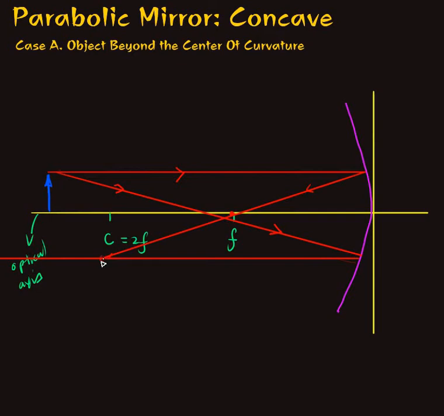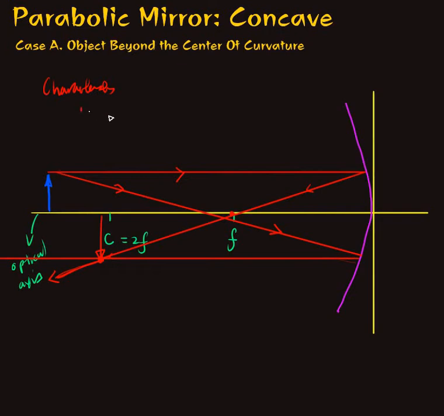Everybody see the point where these two rays intersect? The one that goes first parallel to the optical axis, hits the mirror and goes through the focus, keeps going all the way down in this direction. And this one that goes through the focus, hits the mirror, and goes parallel to the optical axis. Here where those two rays intersect is where the image is formed. Now in this case, what characteristics do you see here?